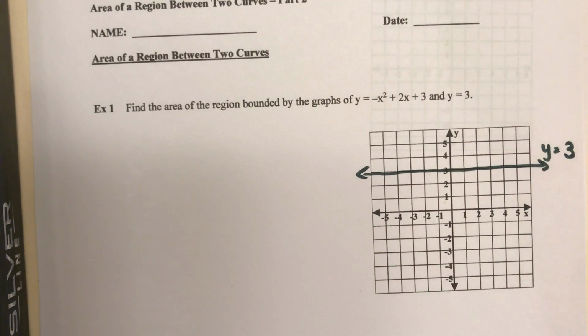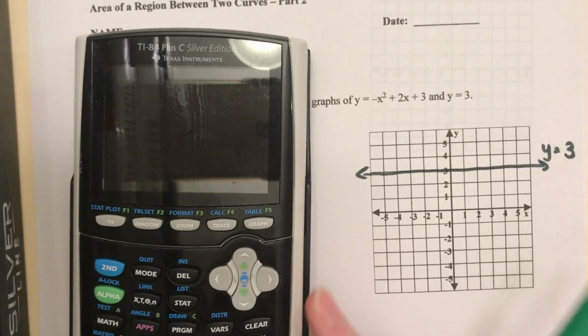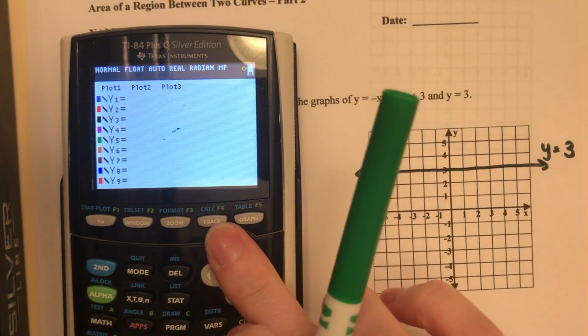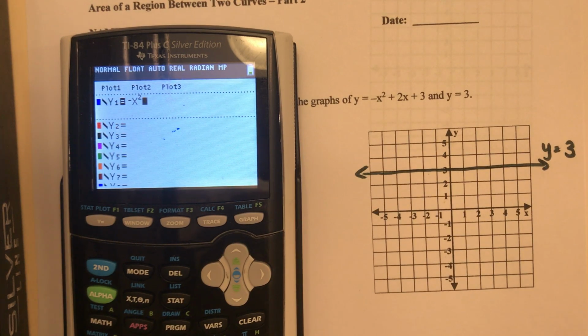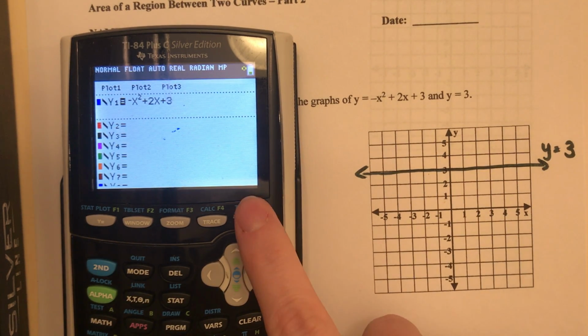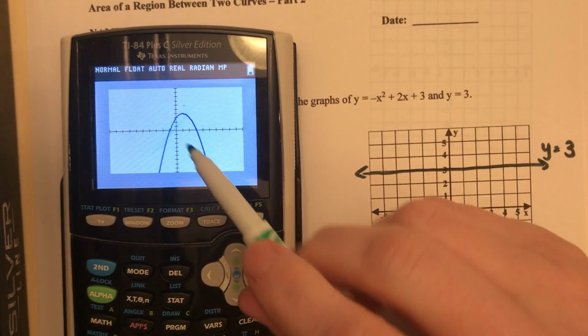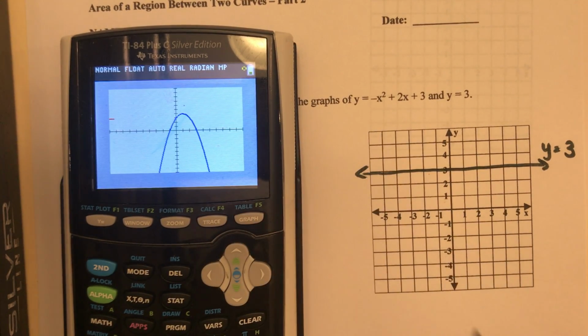Okay, so I'm going to now use my calculator to graph the other line so I can see what that looks like. That would be, let me clear out my old graphs here. So that's negative x squared plus 2x plus 3. And we have an upside down parabola. So I'm also going to check and see where the two lines cross. So I'm also going to type in my y equals 3 so I can see where they intersect.